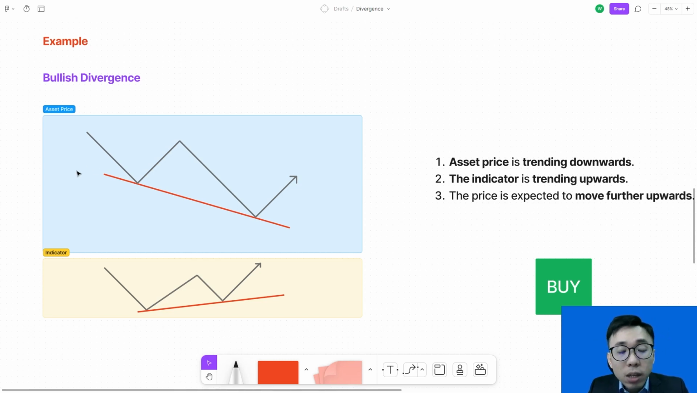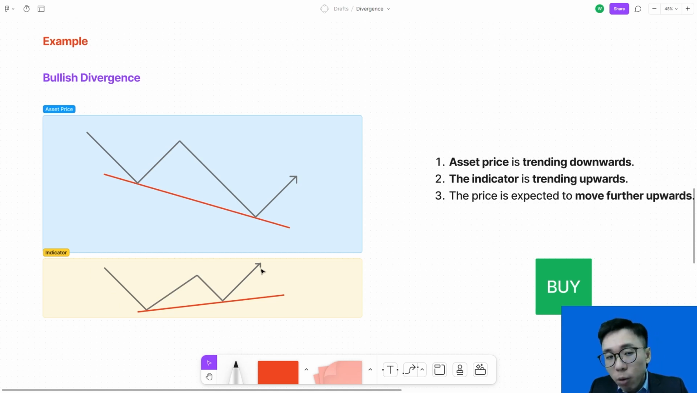So let's say in a scenario, you were looking at the asset price for, let's say, gold. And you notice that the gold price is going downwards. You can see that it's going downwards because the lows are getting lower, whereas the highs are also getting lower. So this is actually a downtrend. However, when you refer to the indicator, let's say for this case, we're going to use RSI, you see that the RSI is going upwards because it's getting higher and higher.